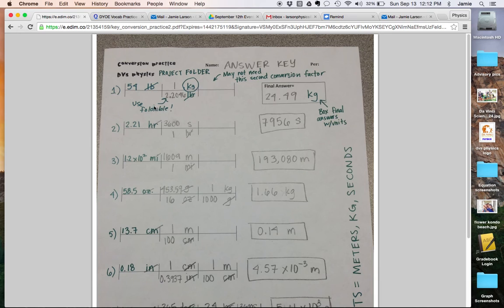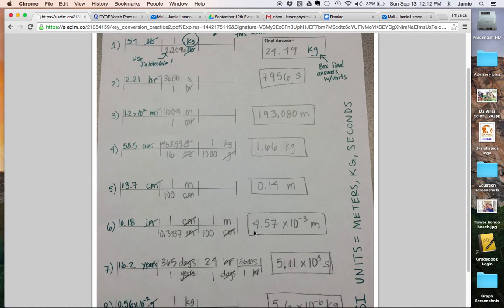So for number 1, we are starting with 54 pounds. The first question we have to ask ourselves is, what unit of measurement is pounds? Pounds is measuring, in this case, mass. The next question we ask ourselves is, what is the SI unit of mass?